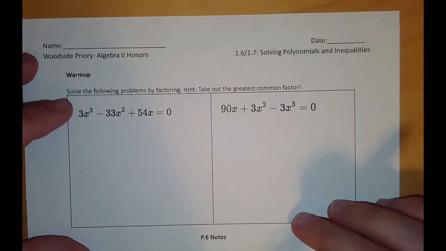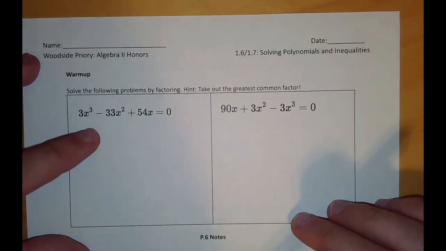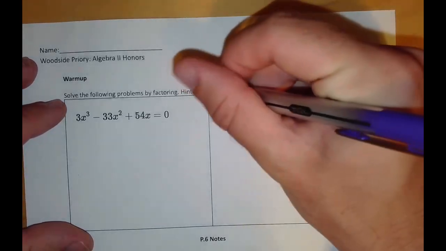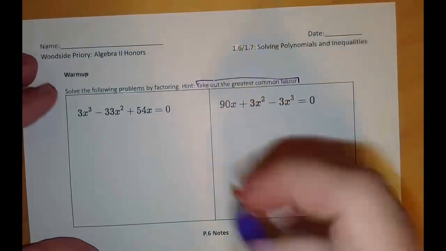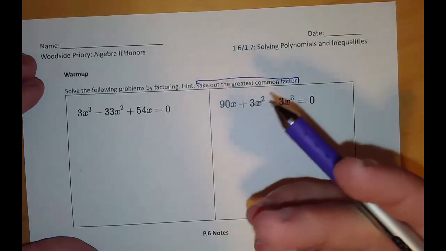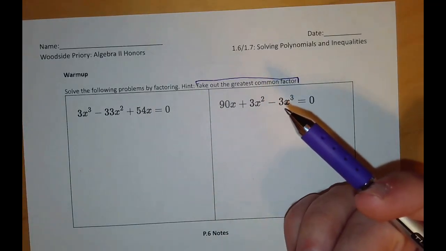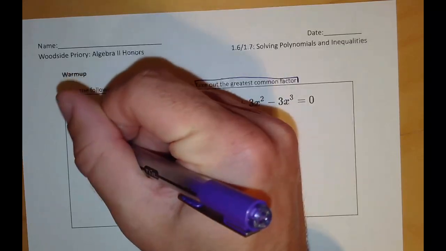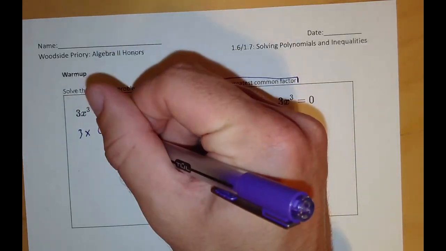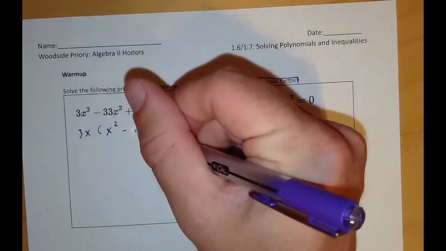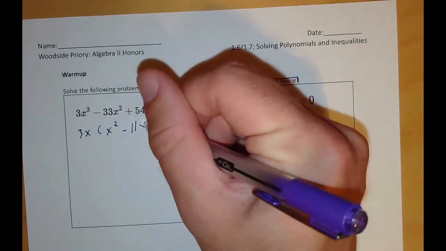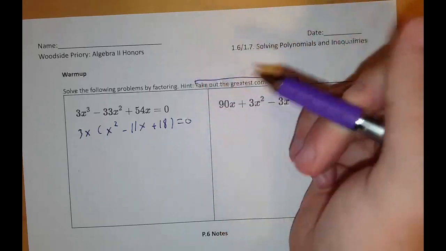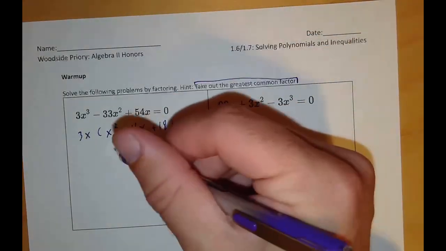So we have 3x cubed minus 33x squared plus 54x. All you want to do here is take out the greatest common factor. That's the key to these problems. So what's the biggest value that goes into 3x cubed minus 33x squared plus 54x? That's going to be 3x. We're going to take out 3x, and then we'll have x squared minus 11x plus 18 equals 0.